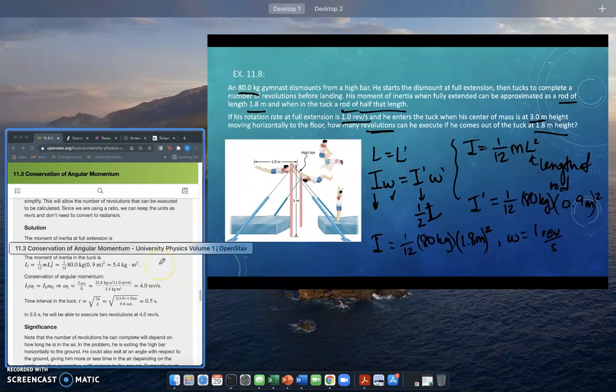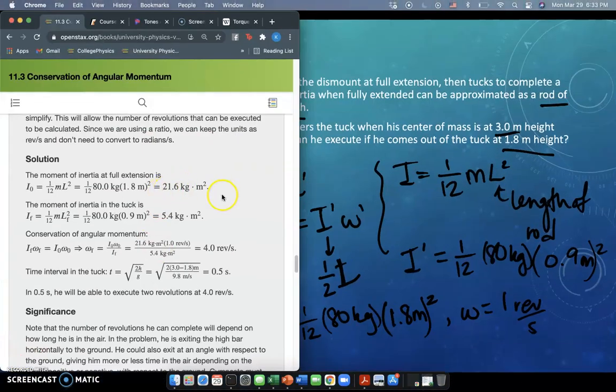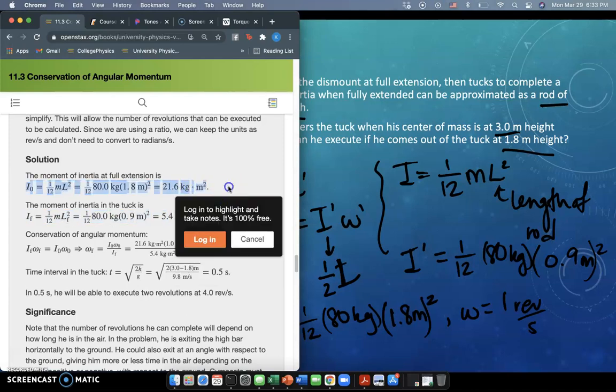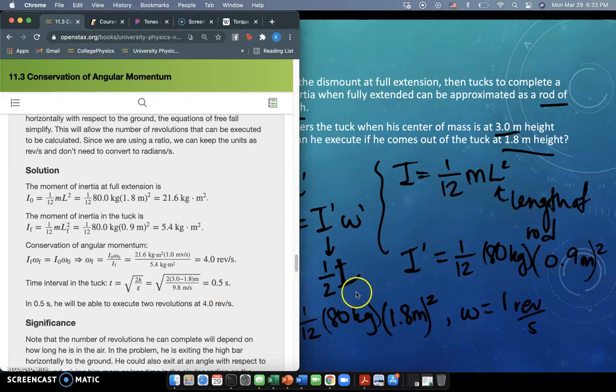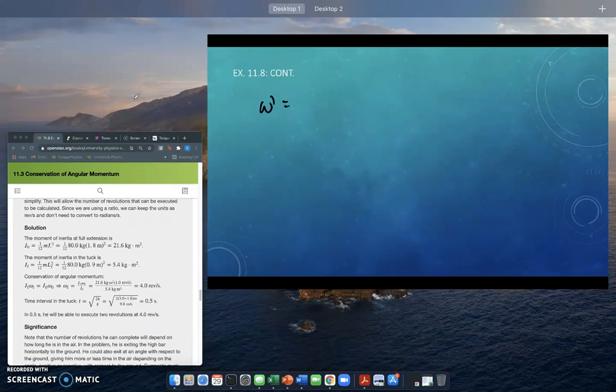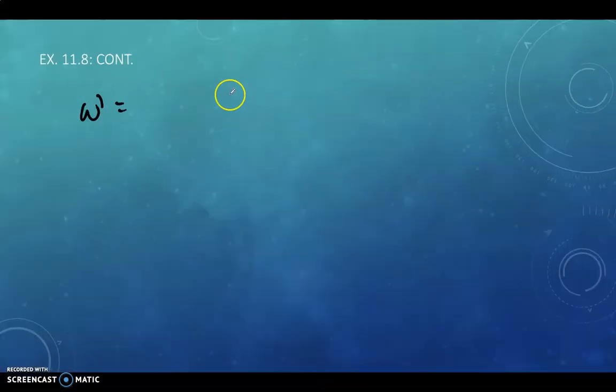So we've got these two values, and I don't have my calculator again, so from these values we can put that into our equation here and solve for omega prime. Okay, so we want to solve for that, and so omega prime would be 4 revolutions per second.